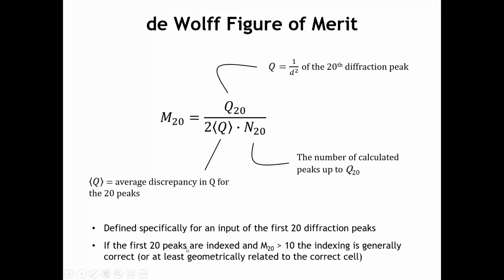One thing to note is that if you can run the indexing and you can index the first 20 peaks and your figure of merit is bigger than 10, that is almost certainly going to be a valid unit cell. Sometimes it's not exactly the right unit cell, but is geometrically related, so it's very close to the right answer. So if you get M20 bigger than 10, this is something you should pay attention to. If it's less than 10, it's probably questionable.